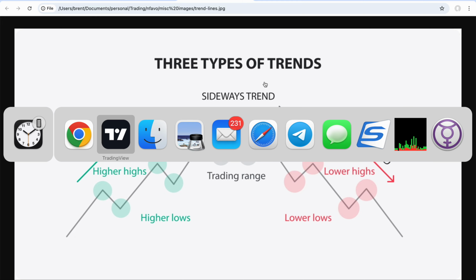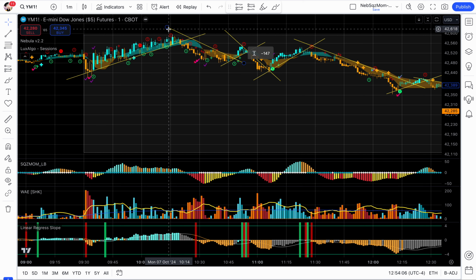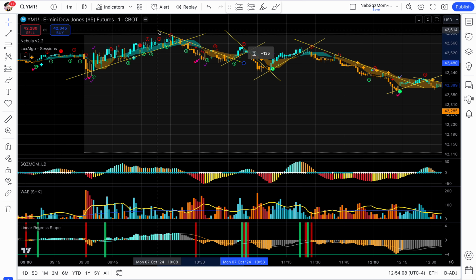Now let's look at some examples. So this is from Monday, October 7th. This is the start of the New York session, and I've already drawn a trend line. You can see it touching a lot of the bottom points. So when we're on an uptrend, we draw the trend line at the bottom of the candles. When we're on a downtrend, we draw the trend lines at the tops of the candles.